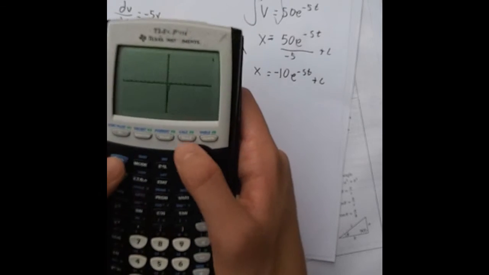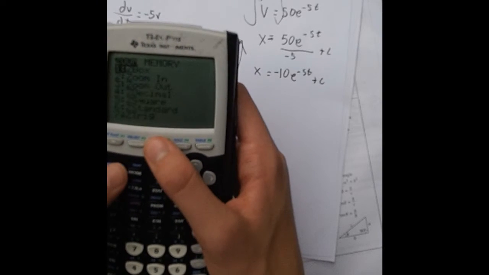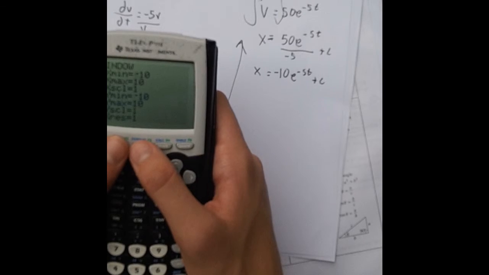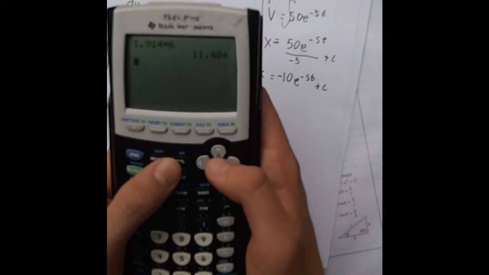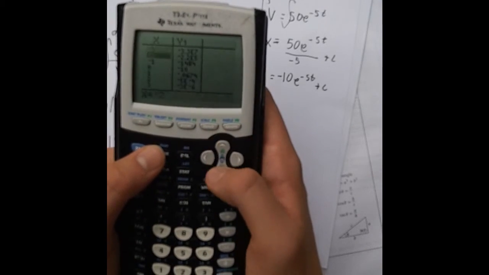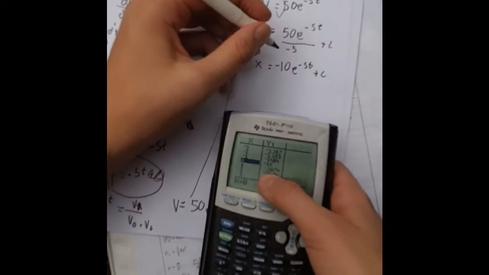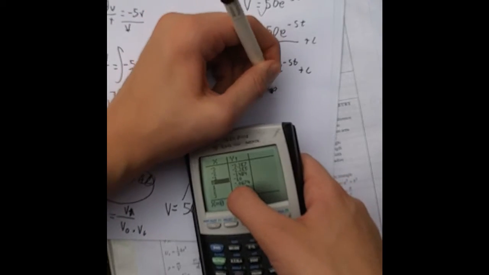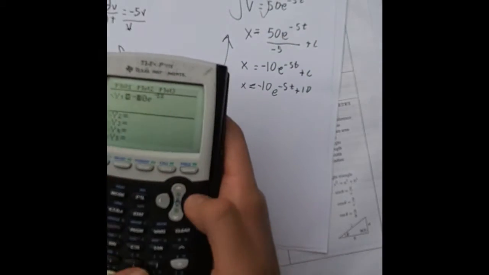This is what its location looks like. Let me see if I can get this to look prettier for you guys. So it's initial. Hold on. We'll find the value at 0. It's equal to negative 10. So you just add 10 to it. x equals negative 10 e to the negative 5t plus 10. So that's our equation.